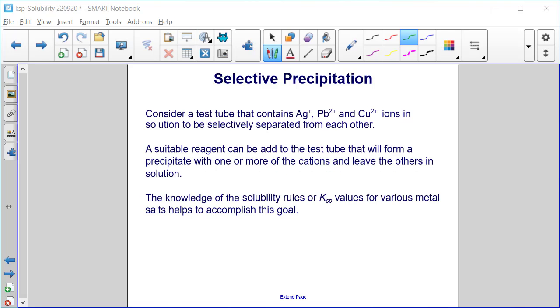Consider a test tube that contains silver ions, lead 2+ ions, and copper 2+ ions in solution to be selectively separated from each other. A suitable reagent can be added to the test tube that will form a precipitate with one or more of the cations and leave the others in solution. The knowledge of the solubility rules or Ksp values for various metal salts helps to accomplish this goal.